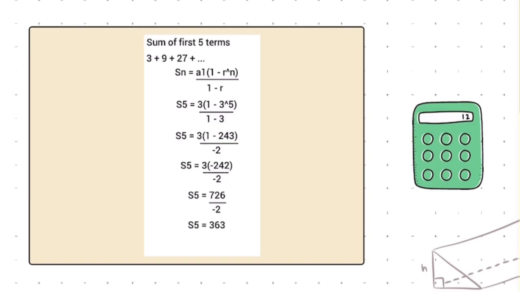S sub 5 equals 3 multiplied by the quantity 1 minus 3 raised to the 5th power, all over 1 minus 3. 3 raised to the 5th power is 243. 1 minus 243 equals negative 242. Multiply 3 times negative 242 equals negative 726. Divide negative 726 by negative 2 equals 363. So after 5 hours, there will be 363 shares in total.